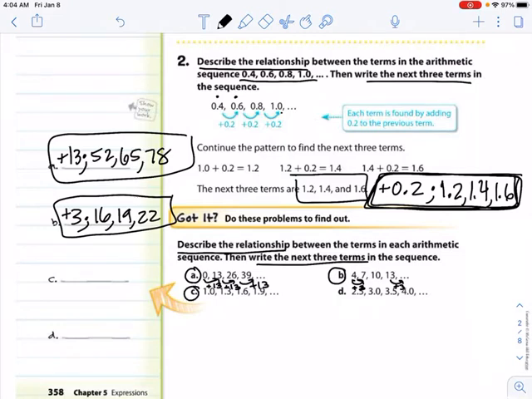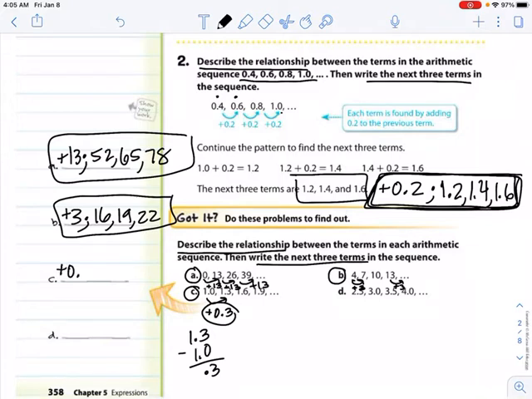All right, let's look at C. So C, we know we're getting bigger, and we're getting bigger by 0.3. So again, if it's hard for you to add up, then subtract to find the difference, and that's how you could figure out this relationship.